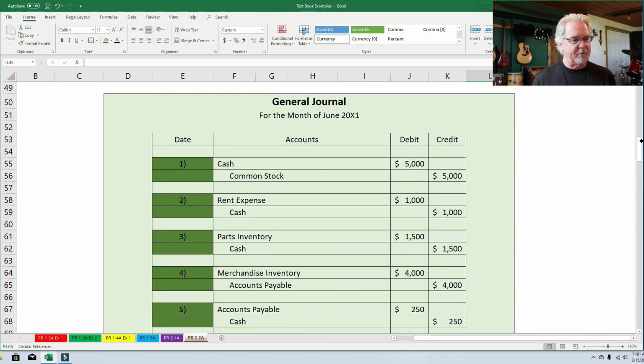So what do you want to remember? Here's the key when it comes to the general journal. When cash comes in, list it first. When cash goes out, list it second. And expenses are always listed first. All right, there you go.